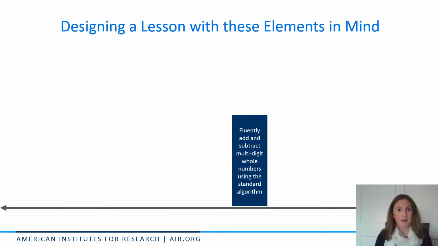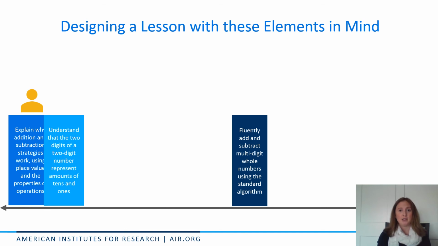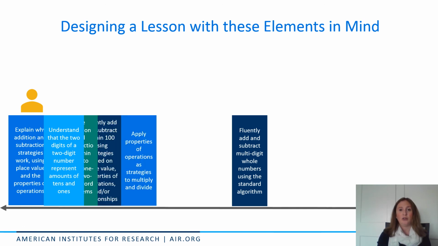Let's dig a bit deeper. Place value is a foundational mathematics skill that helps students build number sense. Let's say our student is in an early grade working on explaining why addition and subtraction work using place value and the properties of operations. This foundation allows them to progress into the concept that two-digit numbers represent tens and ones, building off what they learned previously around place value. Student knowledge of place value continues to build and progress over time.